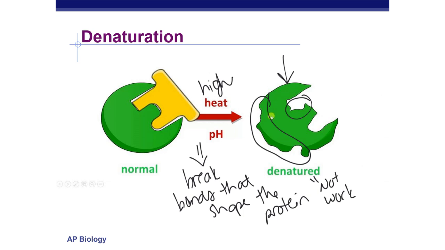You'll notice this does not happen in extreme cold. This only happens in high heat and major pH changes. But that denaturation changes the protein shape. The protein can no longer do its function. Therefore, it won't work. For instance, this is what happens in like a heat stroke situation when our body temperature gets too high. Our enzymes can denature. Therefore, we can't control chemical reactions. It's why we get so sick.